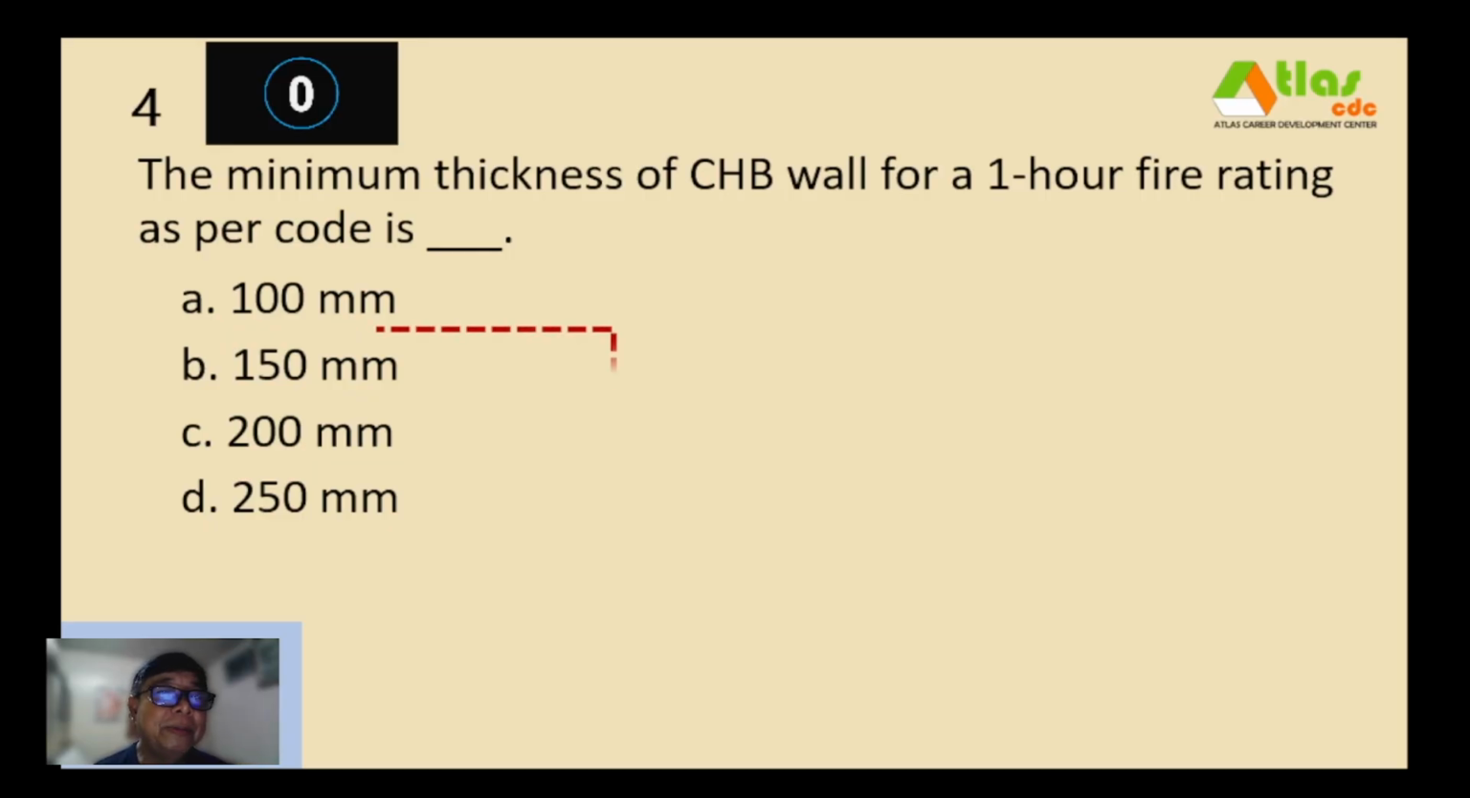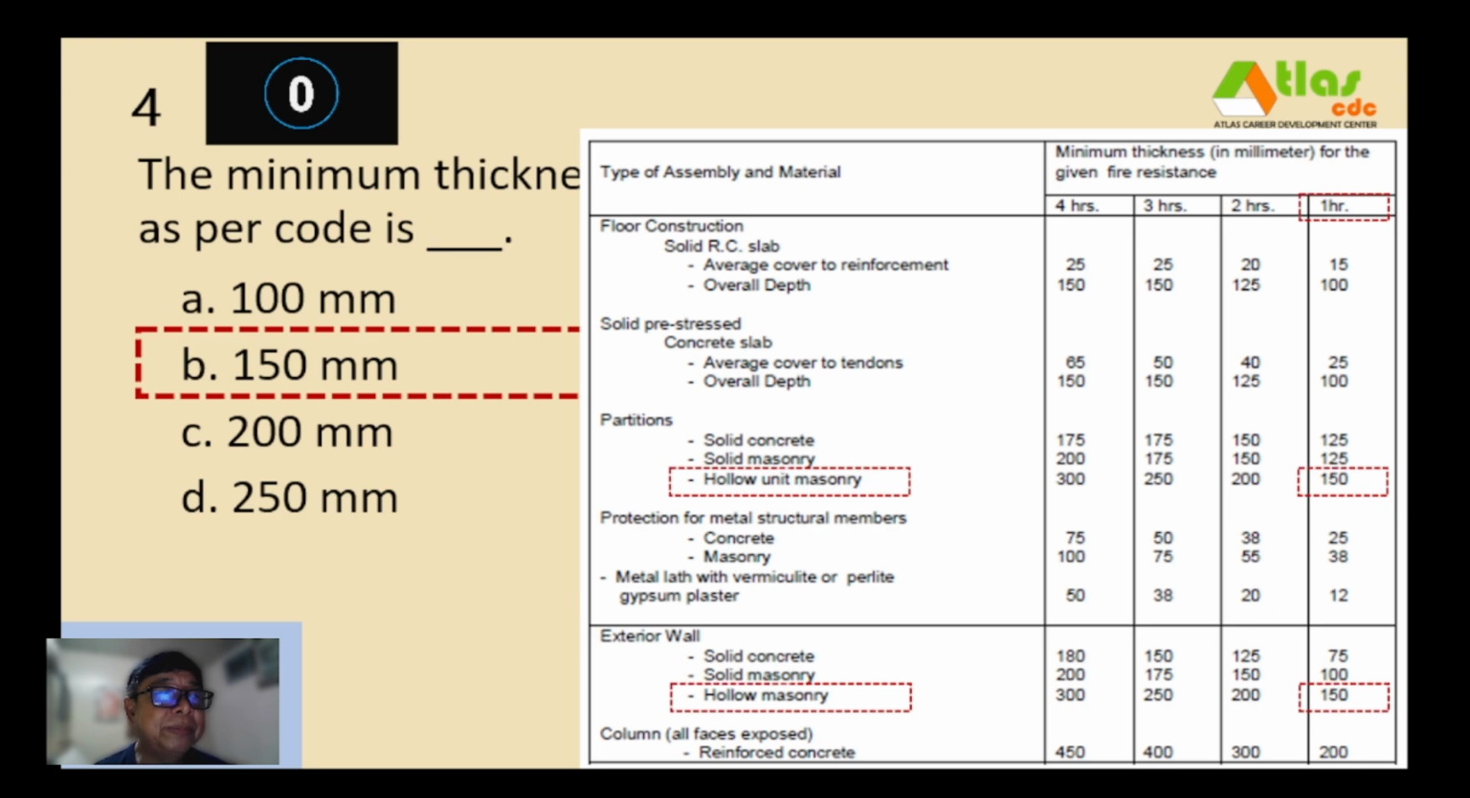And our correct answer is letter B, 150 mm. So this is the tabulation for material standards as per the National Building Code, showing here that for a 1-hour rating, the thickness for hollow unit masonry, the minimum thickness is 150 mm.